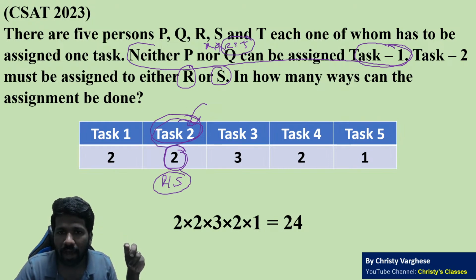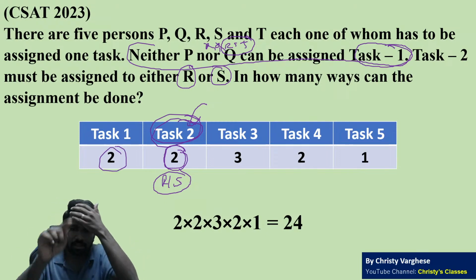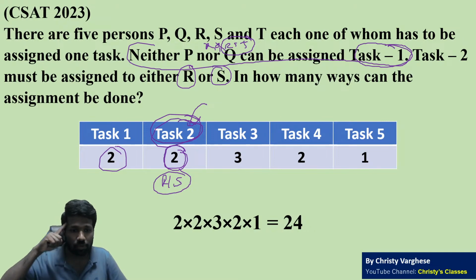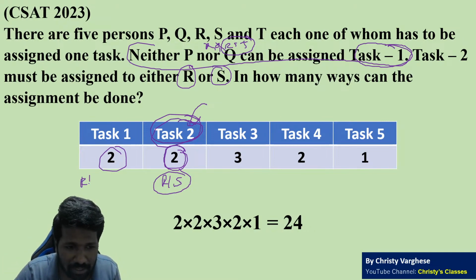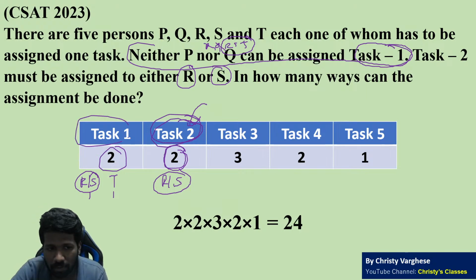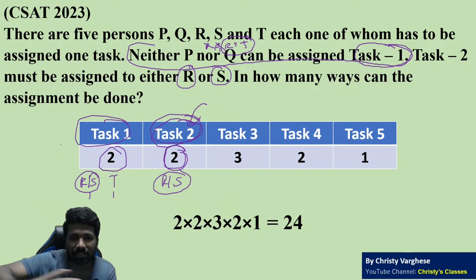So out of R, S, T, only two choices are remaining, because from R, S only one person can be chosen, and T also is available. So R or S, one of them, and T. So total two choices only are available for task 1. So all the constraints are done.